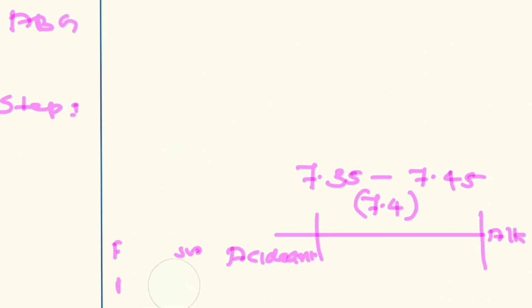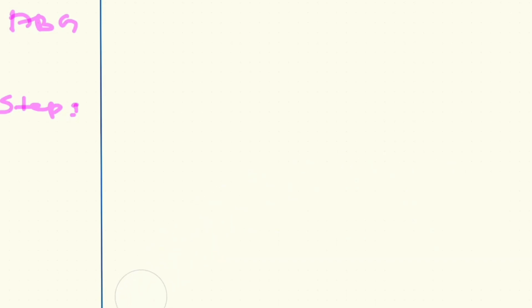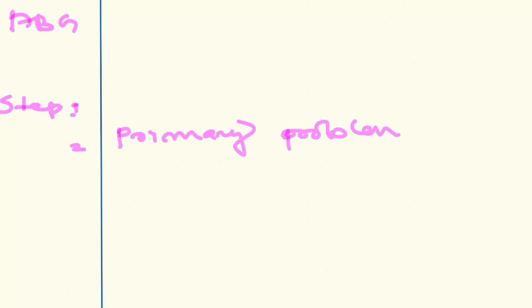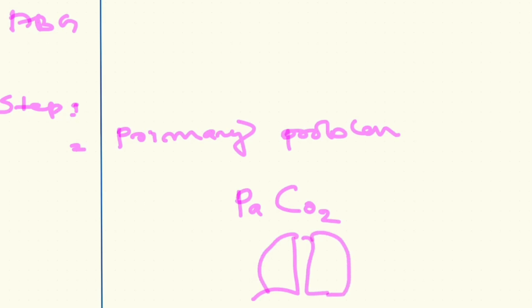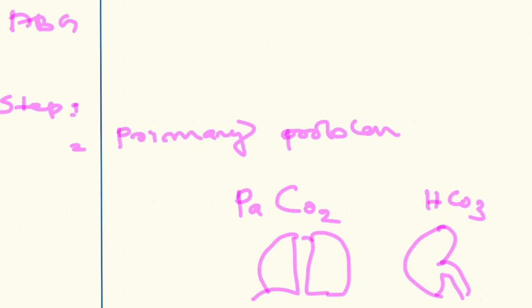In step 2, we will be looking at what is the primary disorder. So step 2 is identifying the primary problem. By primary problem, we will be looking at the PaCO₂, that is actually the ventilation, and we are looking at the bicarbonate, which is mainly the metabolic component, and that is mainly compensated by the kidneys. So step 1, look at the pH. Step 2, identify the primary problem. Is it a problem due to PaCO₂ or the ventilatory function, or is it due to metabolic, that is the bicarbonate? Hope this is clear.